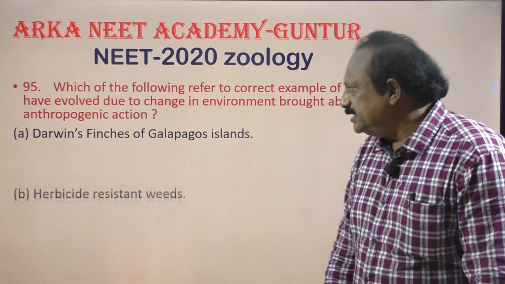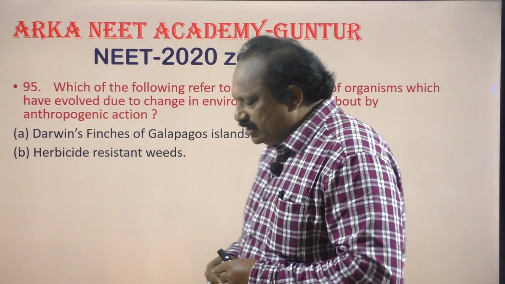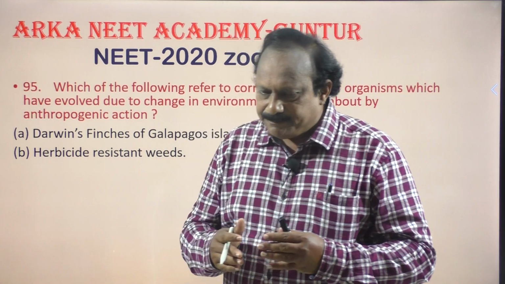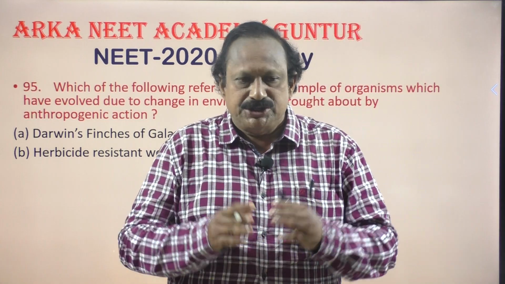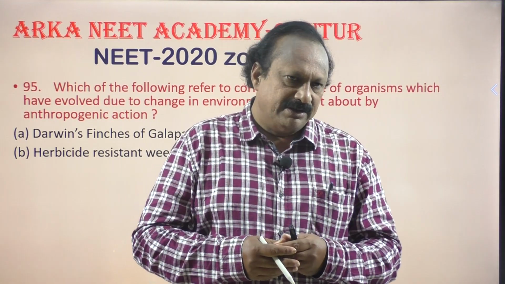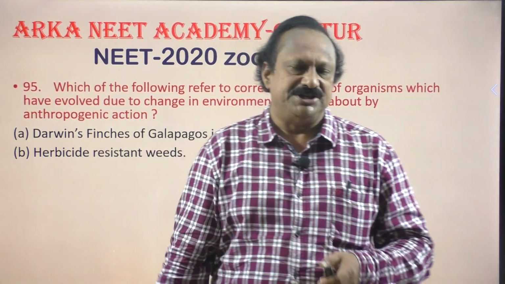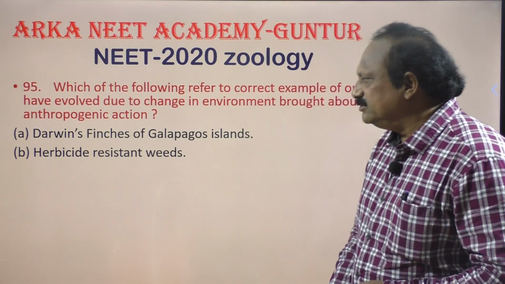Now look at this point here. Darwin finches of Galapagos Islands. Darwin finches in Galapagos Islands is due to adaptive radiation. This is not the anthropogenic one. This is not because of human activity. This is the natural activity. So the first option is not related to this one.